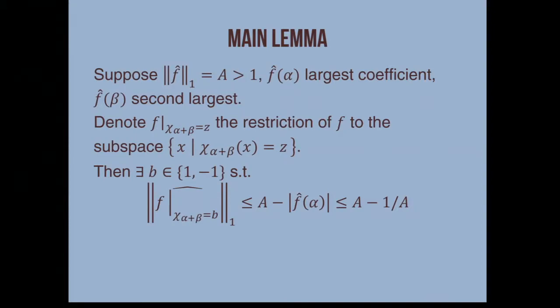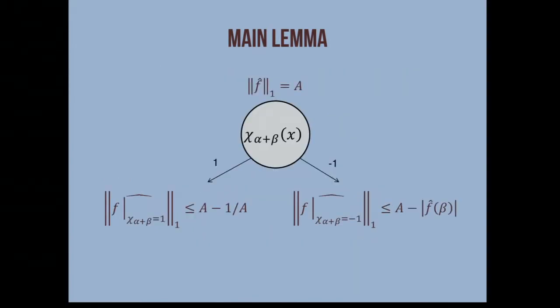That's Parseval's identity. And if you restrict to -B, then the spectral norm drops by at least f hat of beta. If you think about it in a parity decision tree setting, then you begin with some function with spectral norm A, and on this side you get to a subfunction whose spectral norm is A minus 1 over A, and on this side A minus f hat of beta.